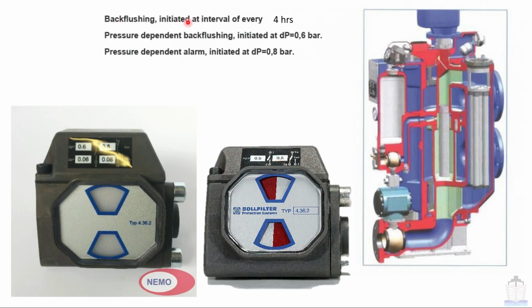Back flushing is initiated at an interval of every 4 hours. Pressure dependent back flushing is initiated at a differential pressure equal to 0.6 bar. Pressure dependent alarm is initiated at 0.8 bar. So this is showing that differential pressure is within limit, and this red indication is showing that differential pressure is approaching the alarm level.